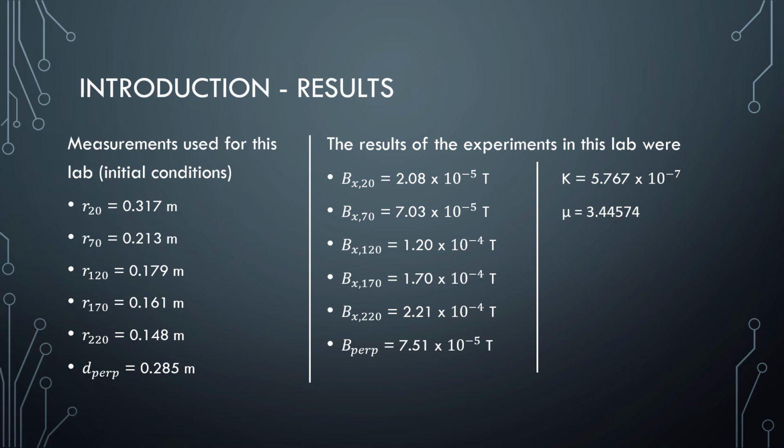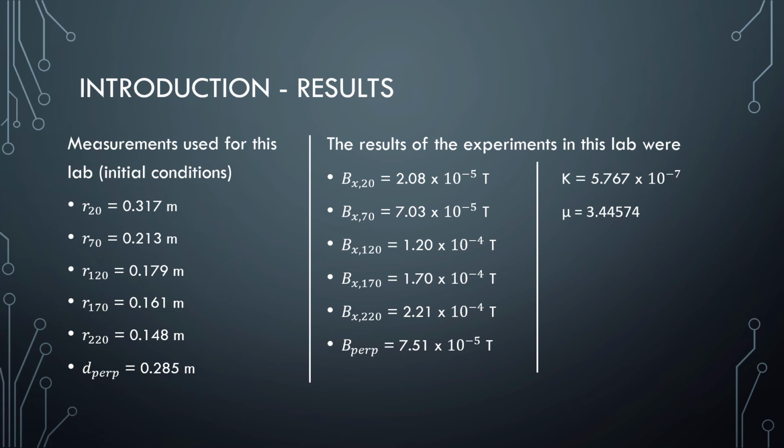The magnetic field at 170 was 1.70 times 10 to the negative 4 teslas. The magnetic field at 220 was 2.21 times 10 to the negative 4 teslas. And magnetic field at the perpendicular location was 7.151 times 10 to the negative 5 teslas.